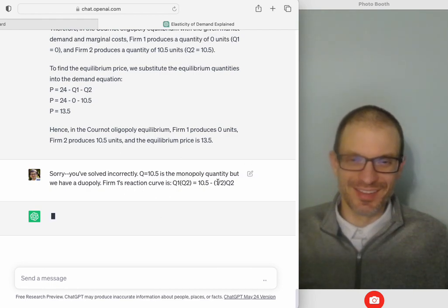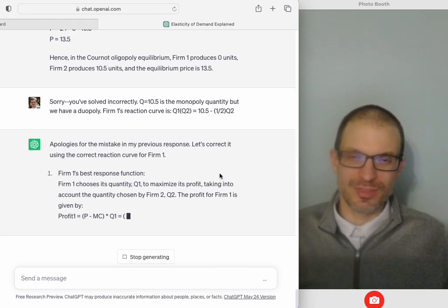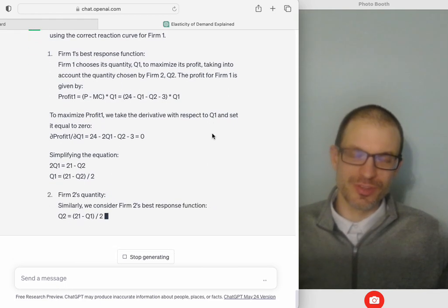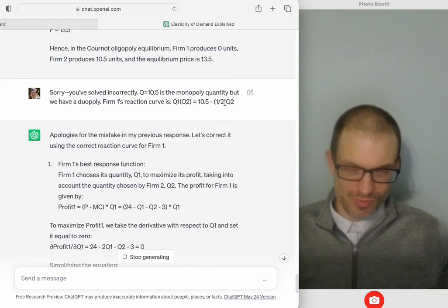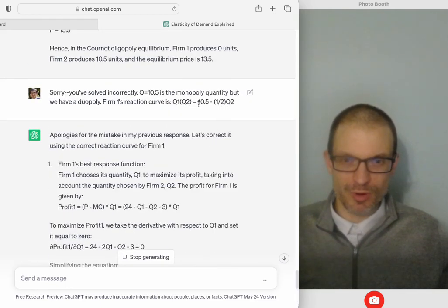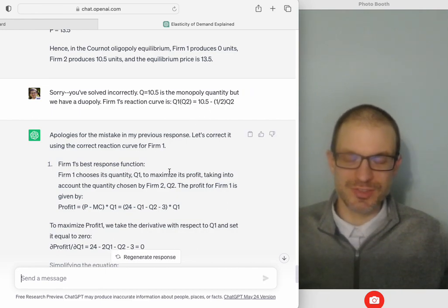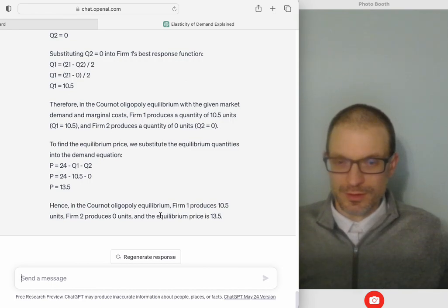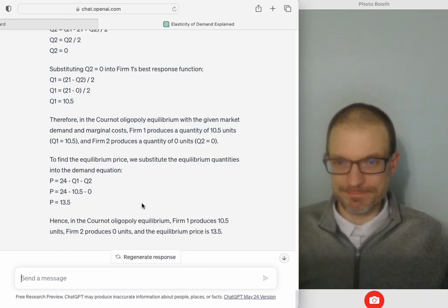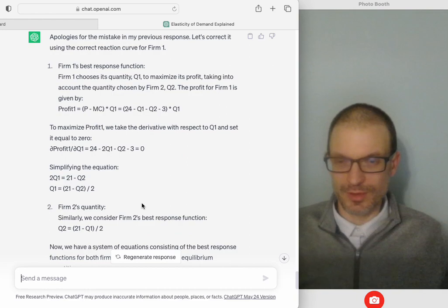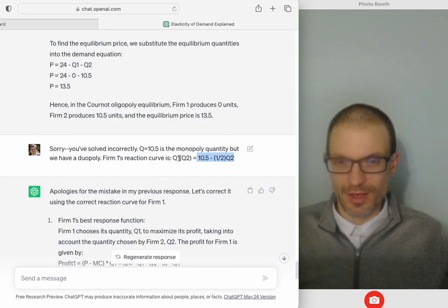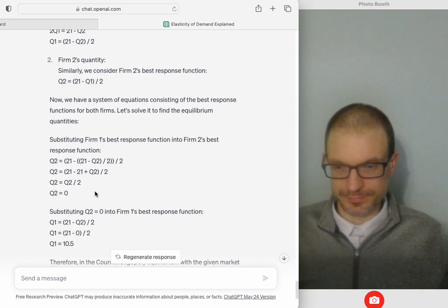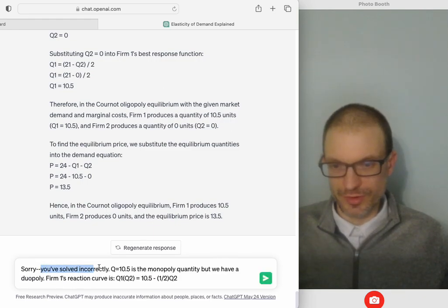How about that? The Cournot equilibrium here is going to be 7, and that's right, because half of 7 is 3.5, and 10.5 minus 3.5 is 7. So, nope, still doesn't get it. All right, that's sad. Sorry, still wrong.